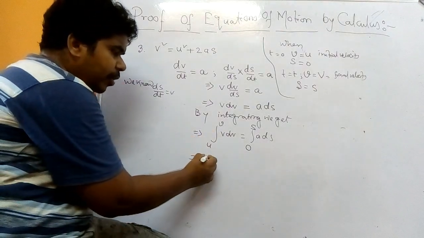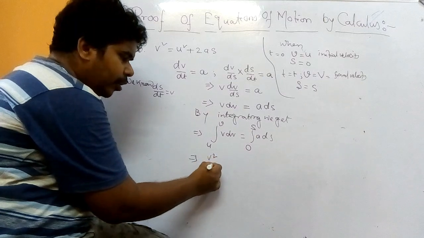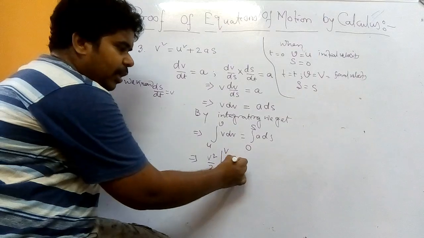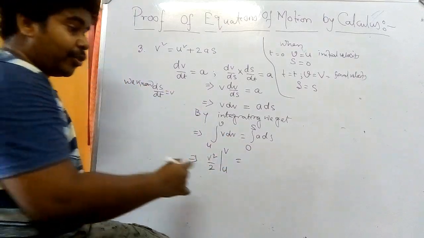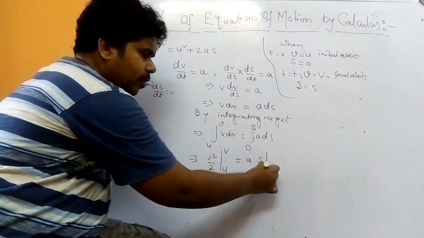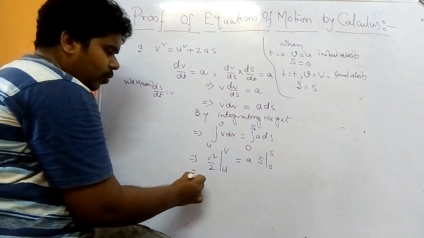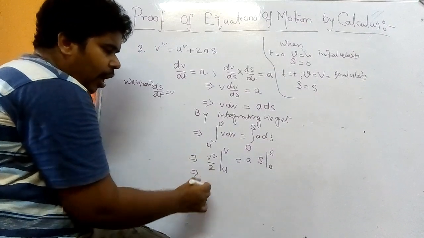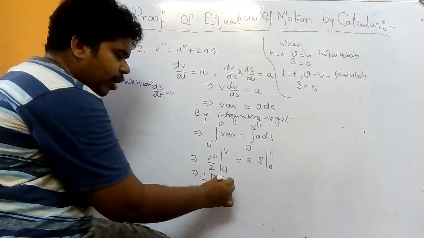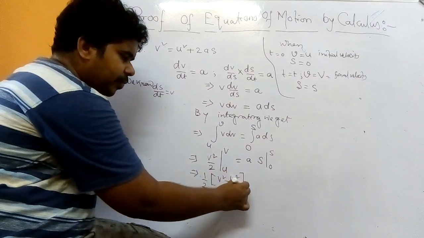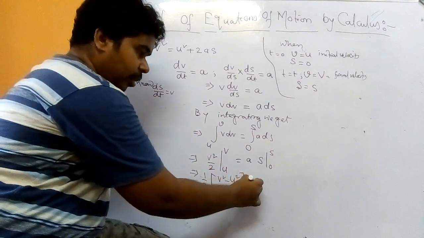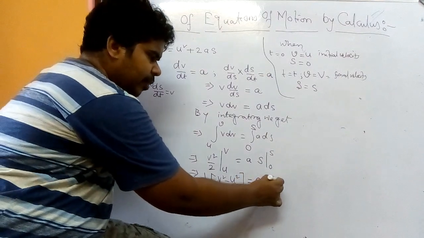So integration of v dv means v square by 2 and its limit will be u to v, where in case of acceleration it is constant, it will come outside. So integration of ds will be s, 0 to s. So if I have done here upper limit minus lower limit, so half will go outside, upper limit v square minus lower limit u square. Okay, v square is there, so it is v square minus u square equals a into s minus 0.